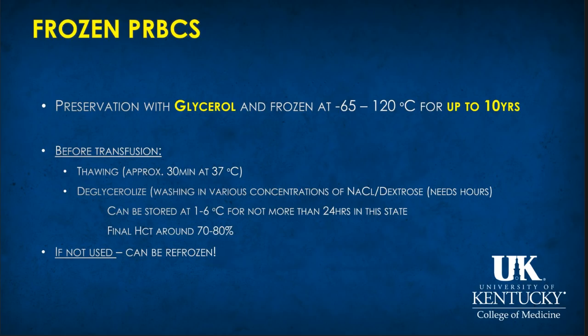And then after thawing, you need to wash off that glycerol using various concentrations of sodium chloride and dextrose, and that washing process needs several hours. After that washing, you can keep those units at 1 to 6 degrees Celsius, but you have to use that product within 24 hours, otherwise you encounter significant hemolysis. The final hematocrit is around 70 to 80%, so higher than in a regular PRBC.